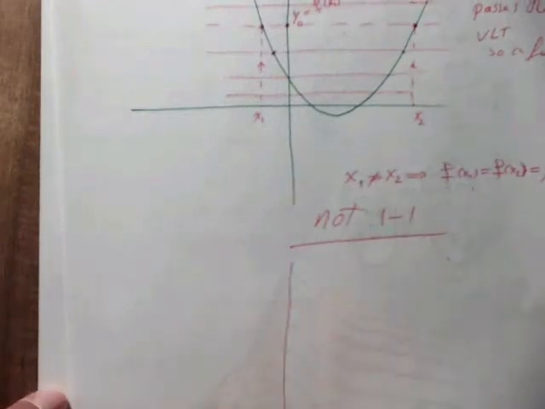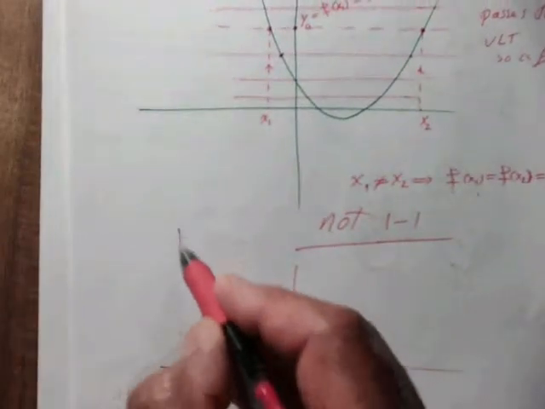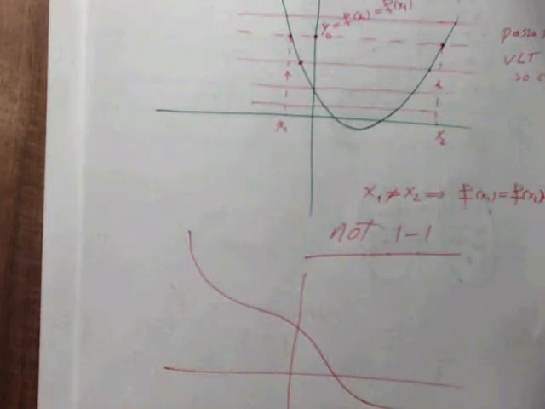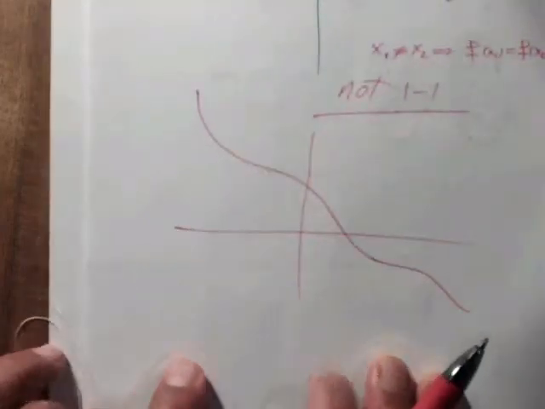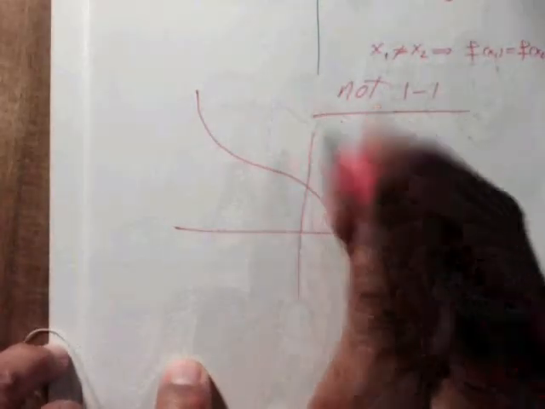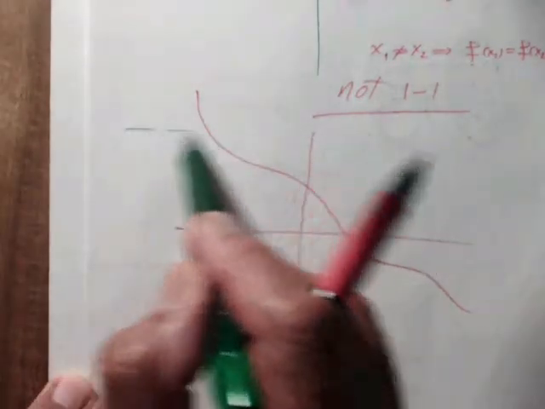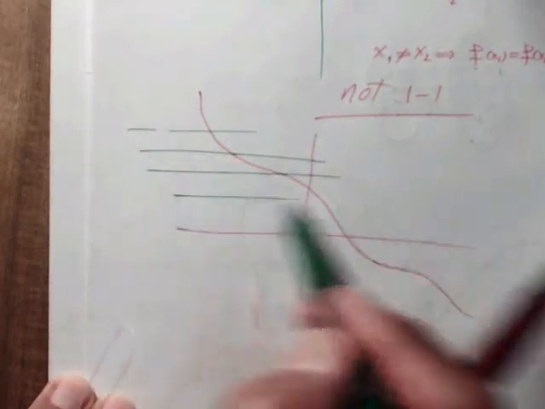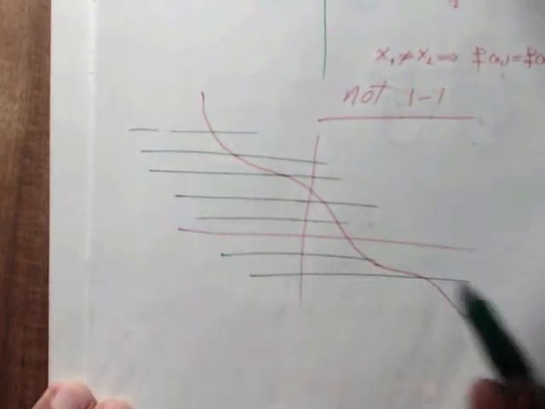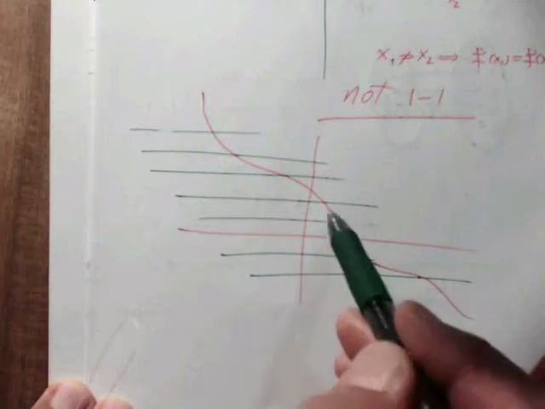But if I draw something like this, you see, this is definitely a function because it passes the vertical line test. But if I draw any horizontal line, I get one intersection point.